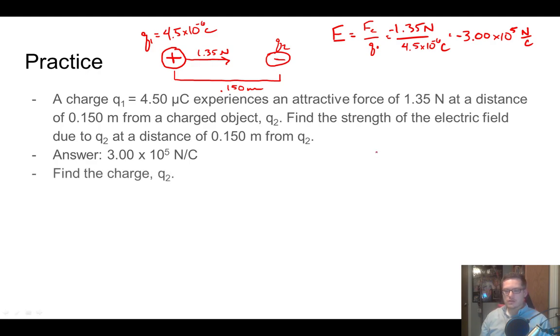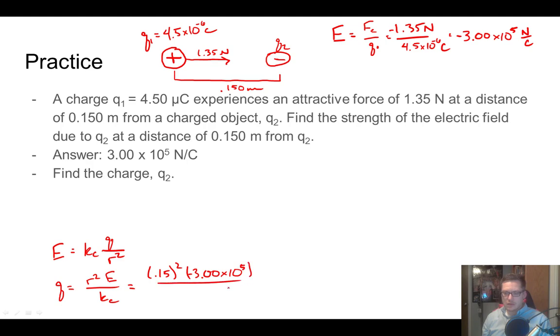All right, then we have this final question here. It says find the charge of Q2. All right, well, this isn't too bad. This is very similar to the question we just did, a couple of slides ago. We know that our electric field is equal to Kc times Q over R squared. And now we have our electric field, and we want to find Q, so that means our Q value would be equal to R squared E over Kc. All right, so our R squared value here would be 0.15 squared, and our E value is what we just found, negative 0.300 times 10 to the fifth.